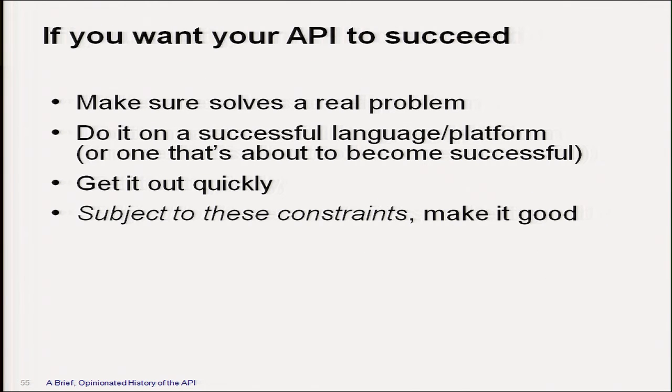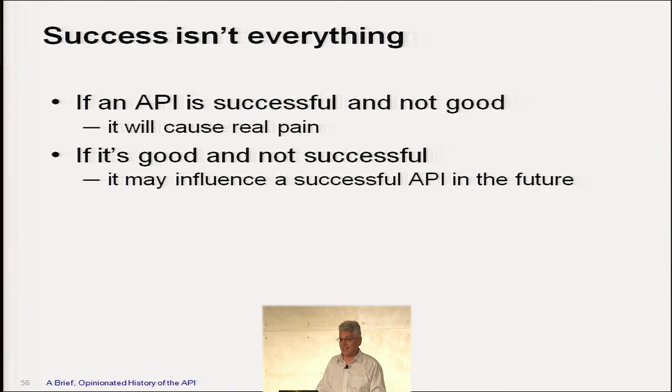All right, so if you want your API to succeed, then that suggests that all you have to do is solve a real problem, do it on a successful language or platform, get it out quickly, and subject to those constraints, make it as good as possible. But success isn't all it's cracked up to be. If an API is successful and not good, it will cause real pain. I'm sure you can all think of examples of that. You know, buffer overruns, C libraries, there are thousands of examples.